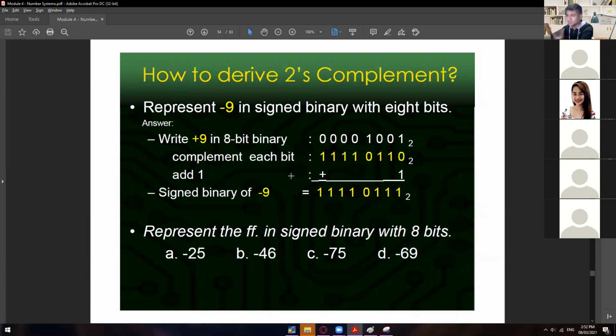Let's now proceed to the example on how to derive two's complement. But then again, I just saw that we don't have enough time anymore. So we will just continue the rest in part 6. Don't you guys worry, that will be the last part of this Zoom meeting for module 4. We will be able to finish everything in part 6. So goodbye for now and see you guys later on.